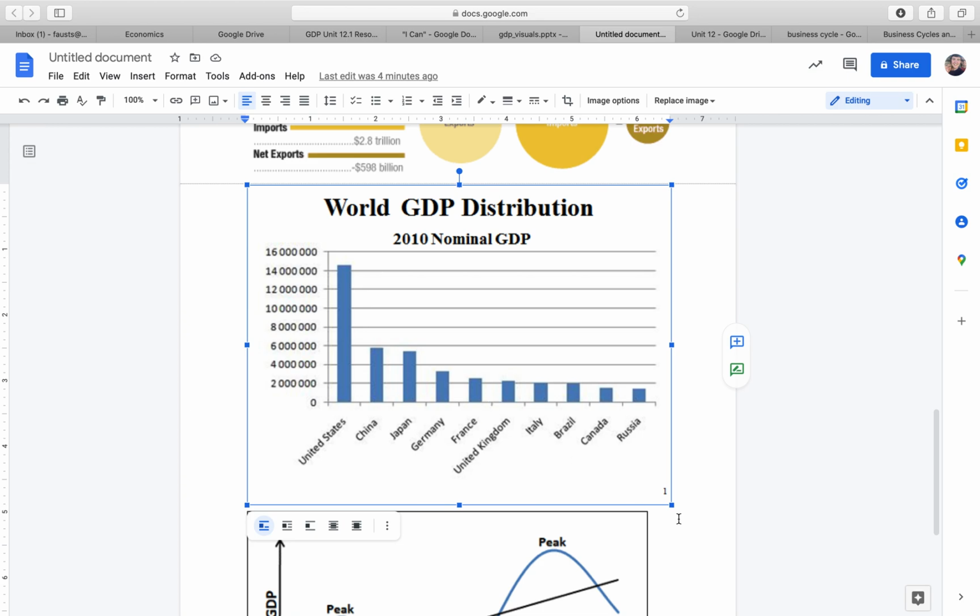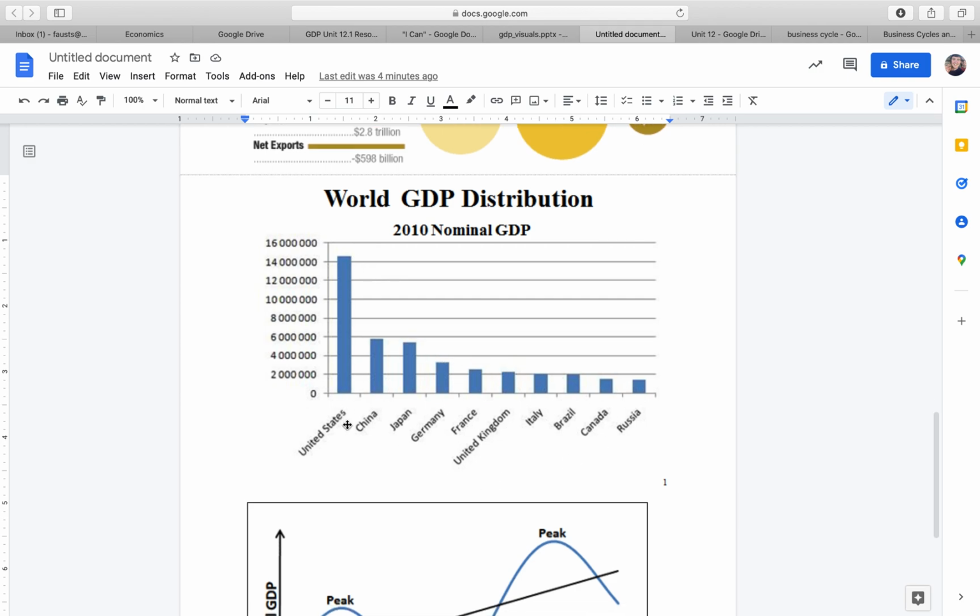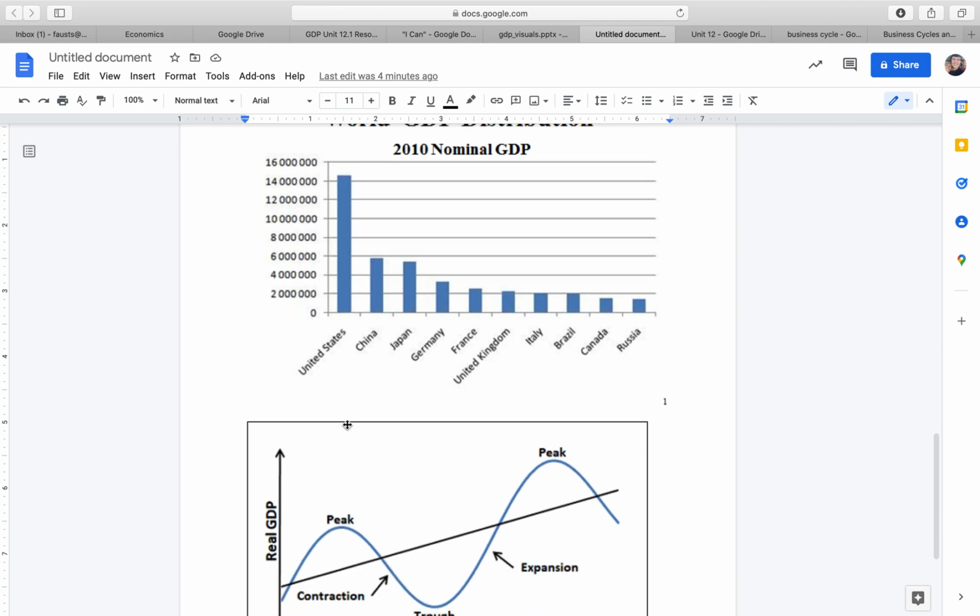I thought this graph was kind of interesting. Here we go. When we look at world GDP, so in terms of the productivity of all of these different countries, by far the United States has the largest gross domestic product in terms of how productive our people are. And then we have China, Japan, Germany, France, and so forth and so on. But the United States by far has the largest GDP in the world.